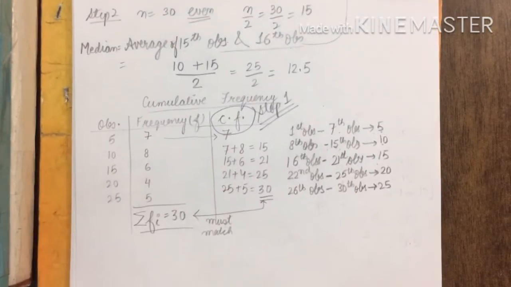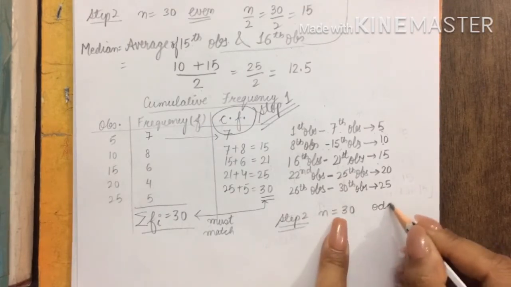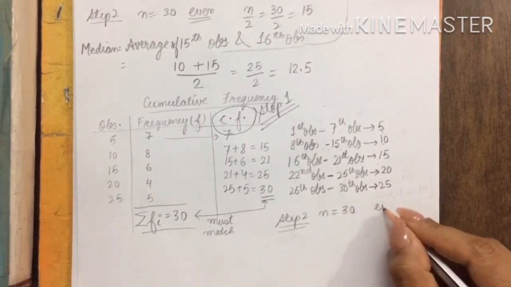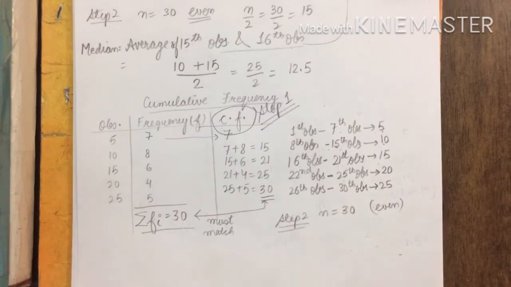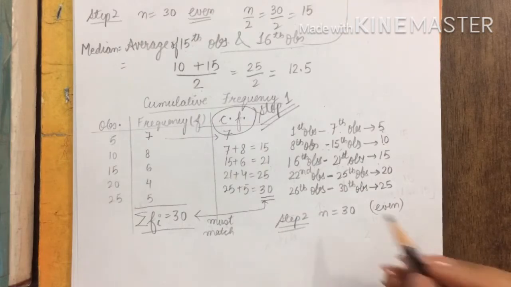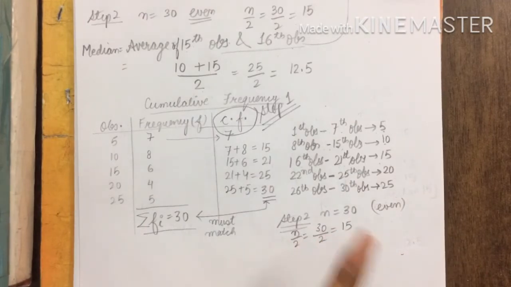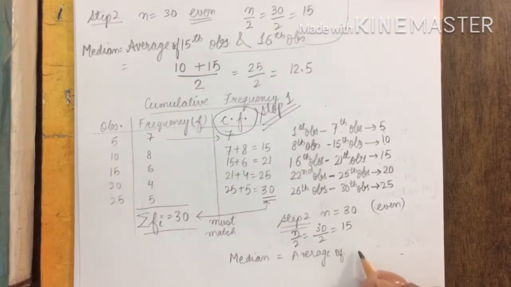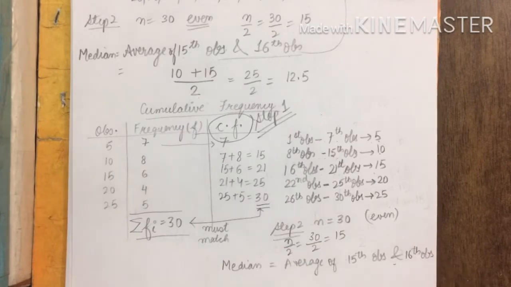And then step number 2 is the same. You have to look at the number of observations and apply the formula. So n here is 30, which is even. To find out the median in case of even number of observations, I need to find the half, take the value at the half and the next one, and find the mean of those two observations. So half of 30 is 15, so I need n by 2, which is 15. So I will need to find out the average of the 15th observation and the next one, the 16th observation.